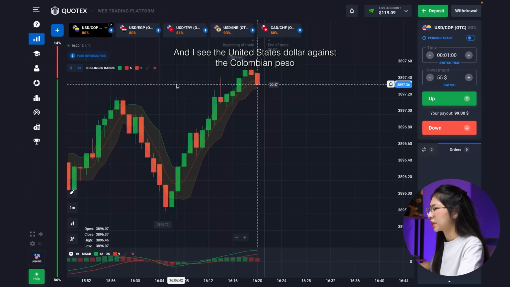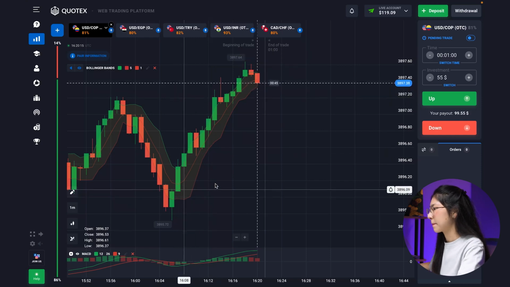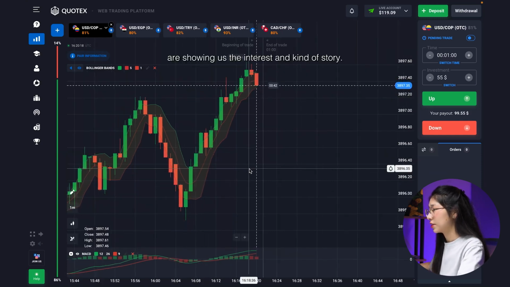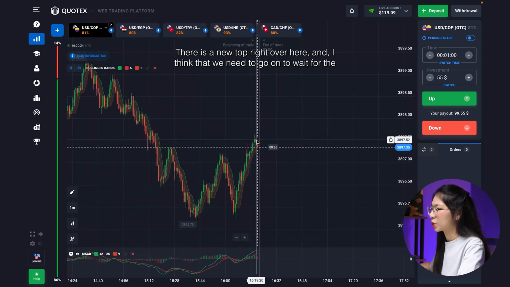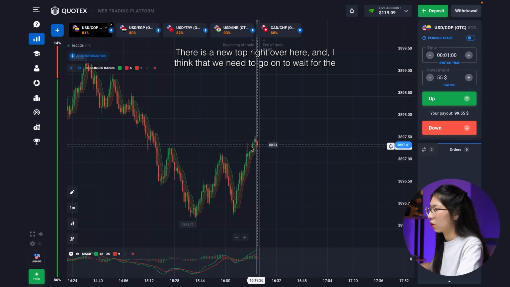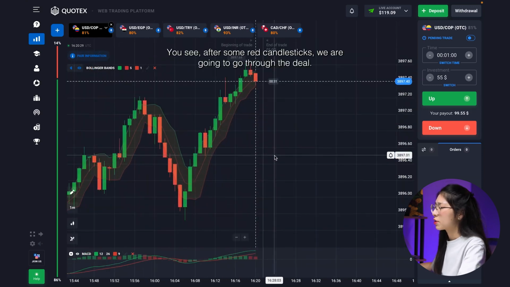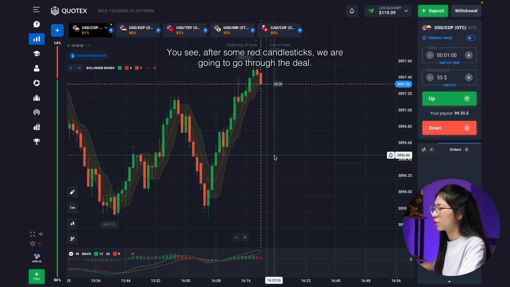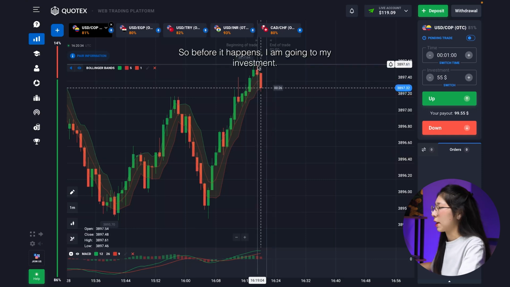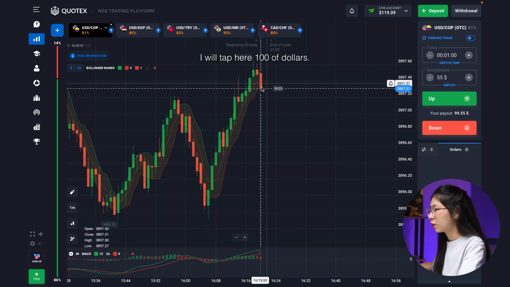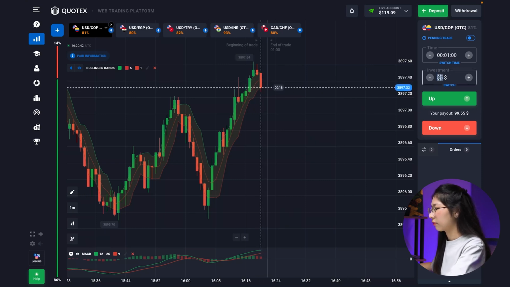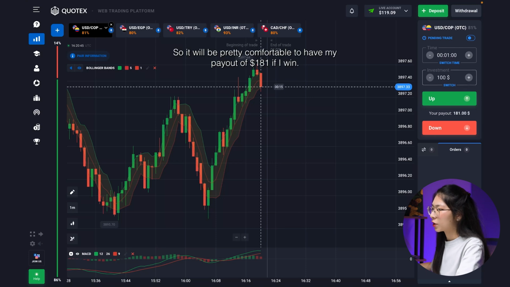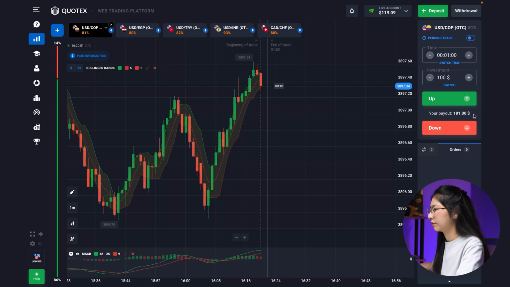And I see the United States dollar against the Colombian peso are showing us an interesting story, and there is a new top right over here, and I think that we need to wait for the reversal of prices. You see, after some red candlesticks we are going to go through the deal. Before it happens, I'm going to my investment and I will tap $100. So it will be pretty comfortable to have my payout of $181 if I win.